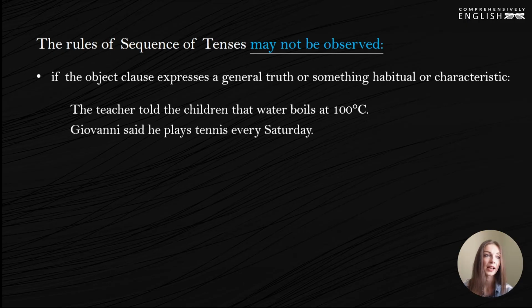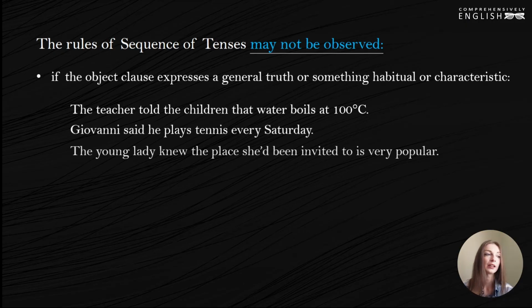Giovanni said he plays tennis every Saturday. The young lady knew the place she had been invited to is very popular. So as we see in our subordinate clauses, we do not follow the rule of sequence of tenses. We don't change anything, even though our predicates in the main clauses are in the past. The teacher told the children that the water boils. It's the law of nature, yeah? So that's always true. It always boils at 100 degrees.